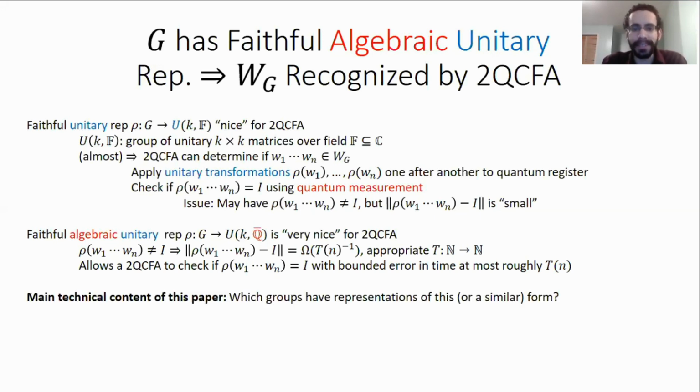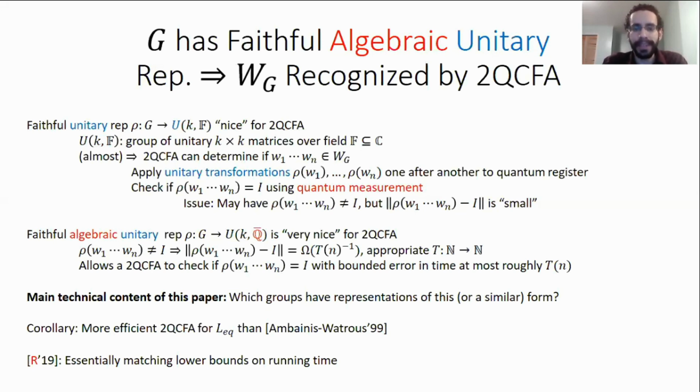Naturally, the question then is, which groups have representations of this form or of a similar form that can be exploited by a 2QCFA? The main technical content of this paper is devoted to answering that question. We also note that, as an easy corollary of our result, we obtain a 2QCFA that recognizes the language LEQ, which is more efficient than the original construction of Urbanus and Watrous. We also note that the 2QCFA that we've constructed in this paper for recognizing group word problems have essentially optimal running time bounds, due to the lower bounds found in the companion paper.